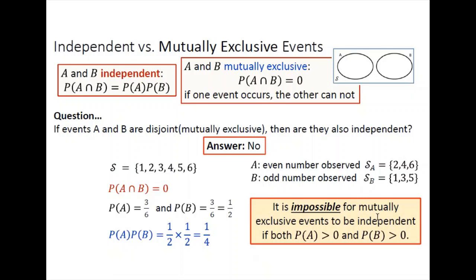It is impossible for mutually exclusive events to be independent, because the product of the probability of A and B should be 0. And if both the probability of A and the probability of B are positive, it's impossible.